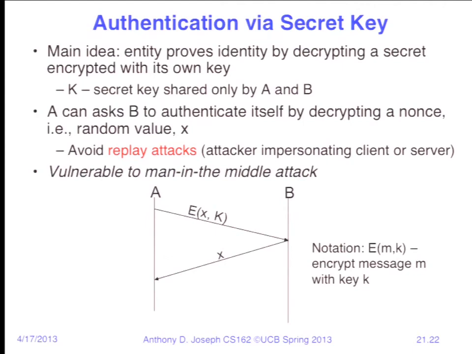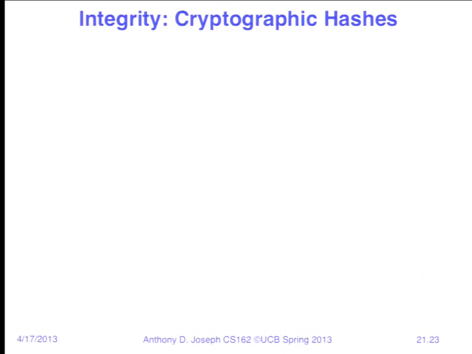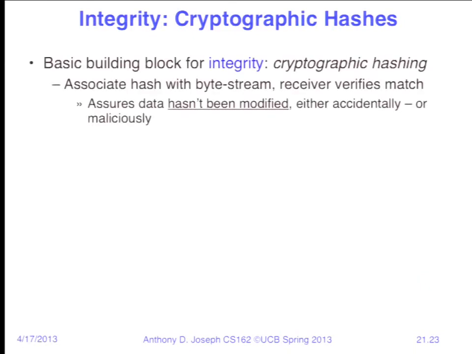So that's authentication. Next is integrity. So integrity, the basic building block that we're going to use for integrity is cryptographic hashing. So we're going to take some text, and we're going to associate a hash with that text. We can send the text to the receiver, send the hash to the receiver. The receiver can then compute the hash locally and verify that it matches the hash that was sent. And this will allow us to verify that the data hasn't been modified, either maliciously or accidentally.